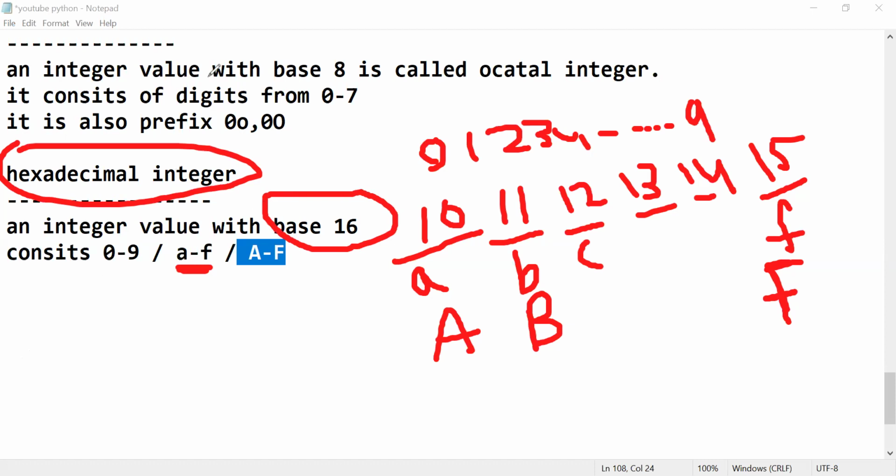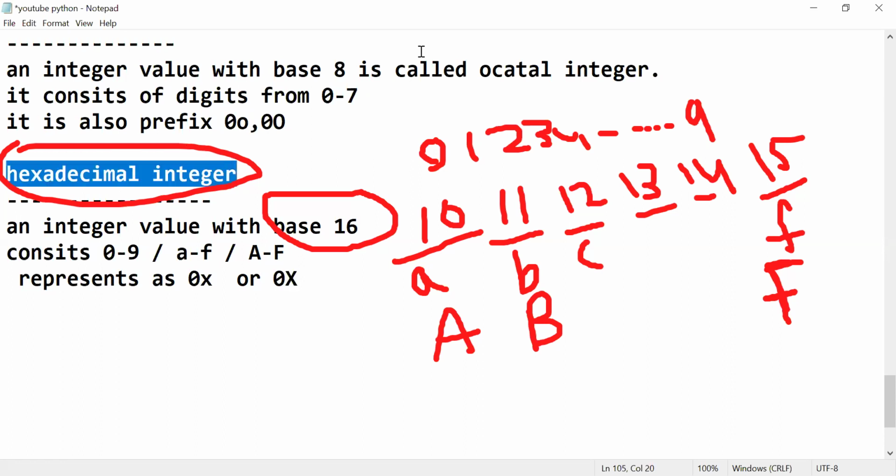We can also represent this hexadecimal integer with 0 small x, or 0 capital X. We can represent it by 0 small x and 0 capital X. This is about hexadecimal integer.